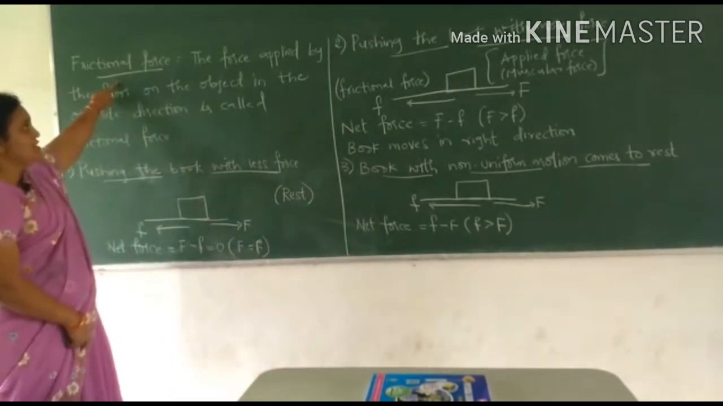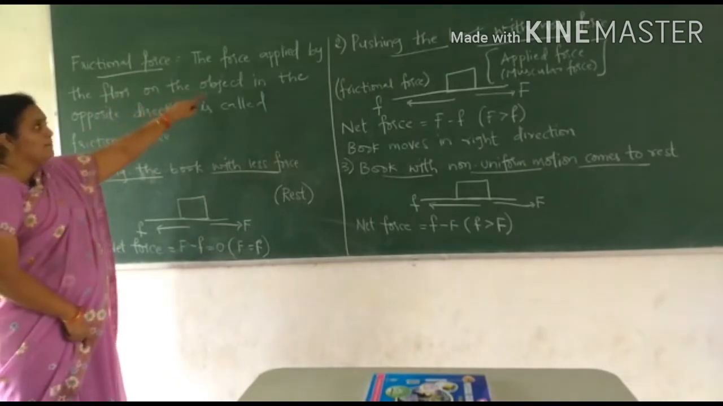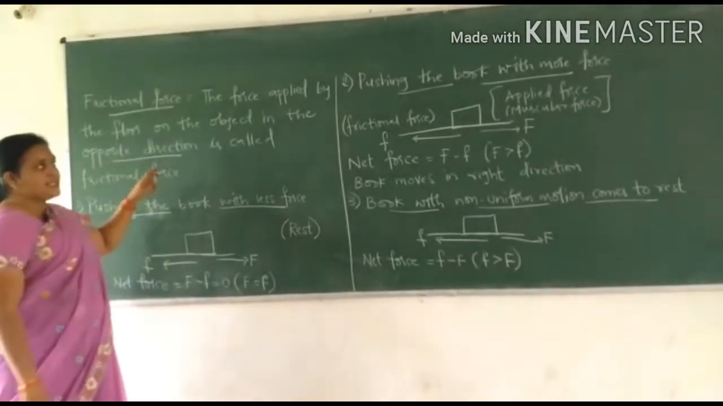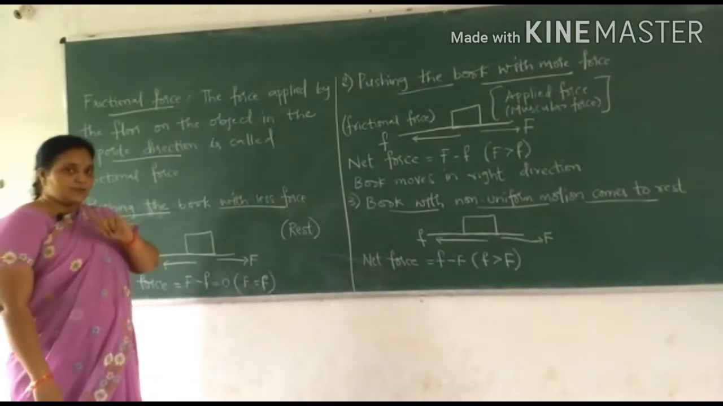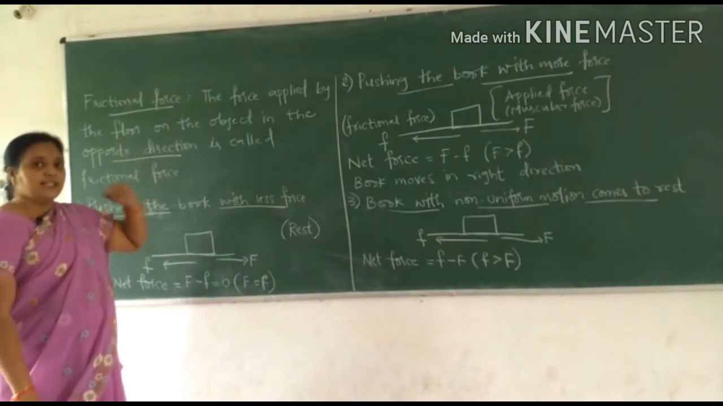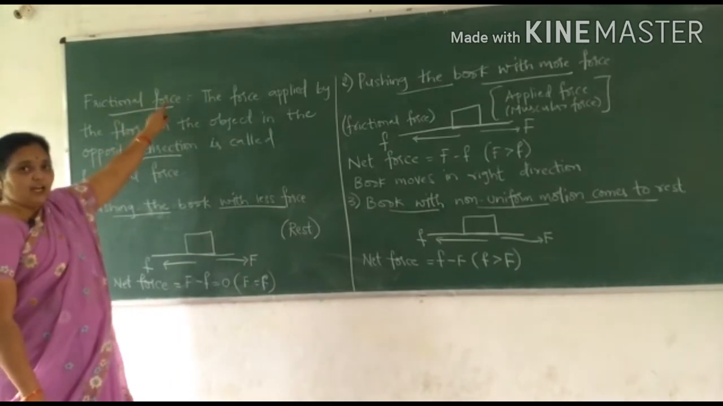Now we will see the definition of these situations. So here, the frictional force is the force applied by the floor on the object in the opposite direction. Here you can see the force applied by the table. That is one point. And in which direction? In the opposite direction. Such a force is called frictional force.